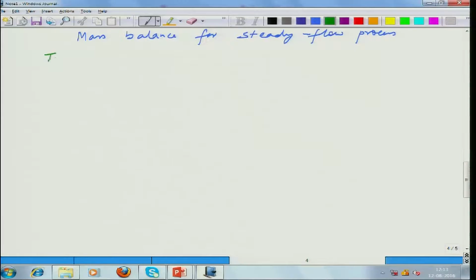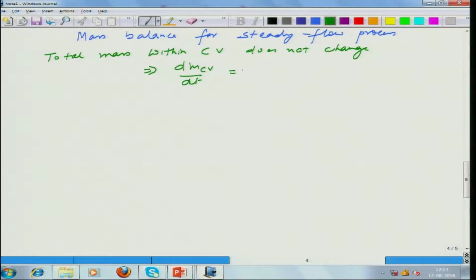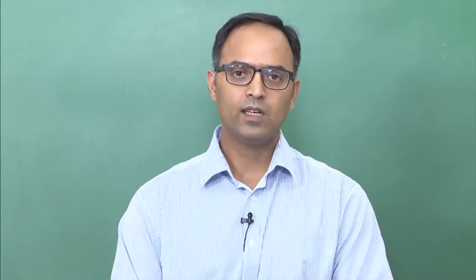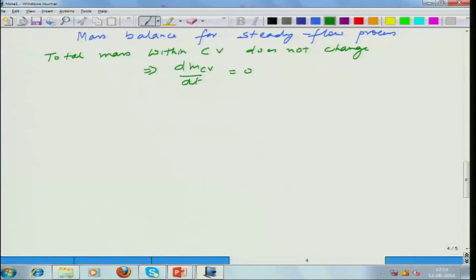So the total mass within the CV does not change, which essentially means dm_CV by dt should be 0. This is obvious here. Now we can simply make use of this particular expression in our mass conservation principle. So what we get is the following.